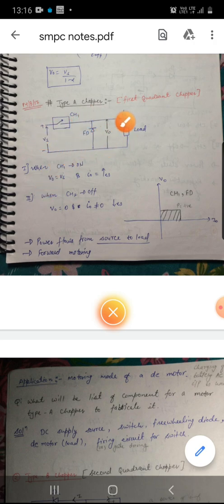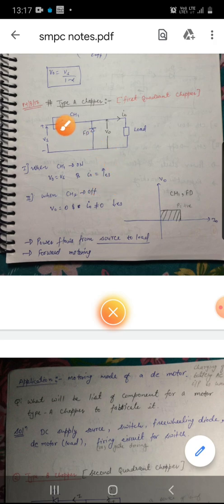So your V naught, which is this one, as this freewheeling diode will be open circuit, V naught will be equal to Vs, because ideally this will be open circuited since it is in reverse bias condition. So you can see your load voltage V naught is equal to Vs, and your load current I naught is equal to the current coming from the supply, that is Is. So V naught equals Vs and I naught equals Is, which is positive.